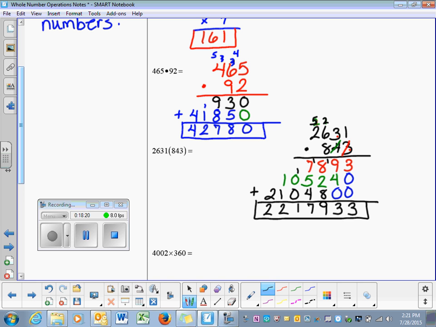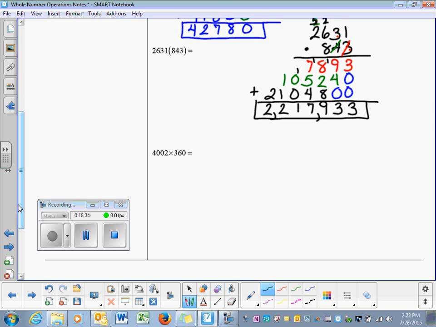So as we look at this, if I put in the commas to make that number a little more readable, 2,217,933. I'd like to have that much money. Our last multiplication problem, this one has a number of zeros in it.